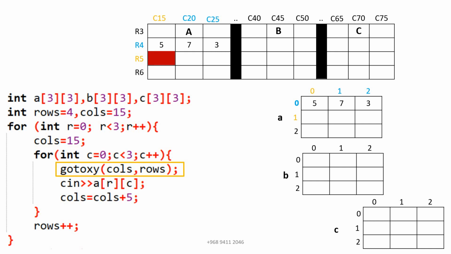Go to XY, it will reach the specific position that I have highlighted in the table, and then it will take an input and store it into array A[R][C]. The value of R is 1, the value of C is 0. Then it will increment the column position, which is used to control the cursor position.